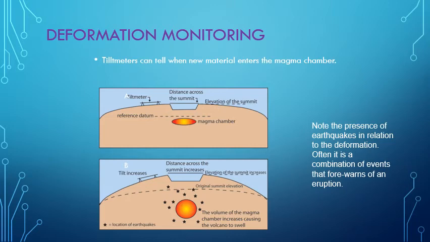If fresh magma enters the magma chamber, this again may be a precursor to an eruption. New magma will increase the pressure in the magma chamber, causing more fracturing of the surrounding rocks. This will produce earthquakes and potentially the formation of a conduit to the surface. It is common for ground deformation and seismic activity to occur at the same time before an eruption occurs.